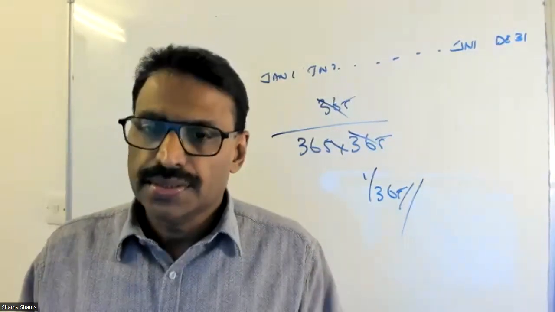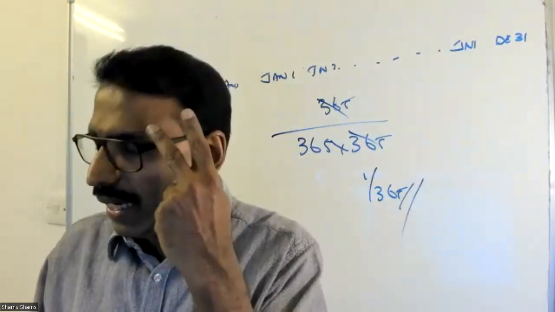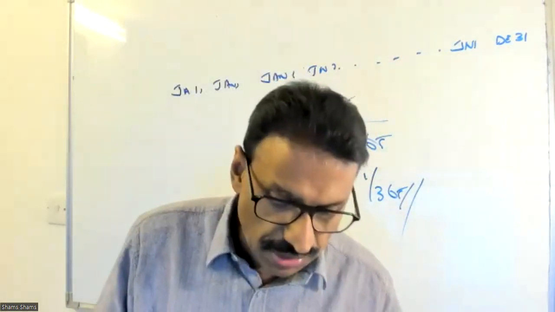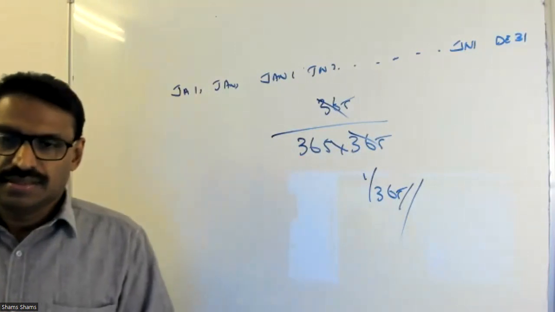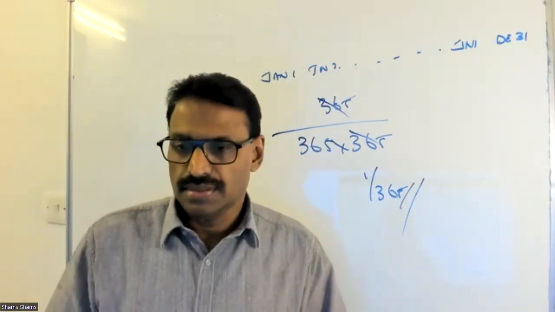In that 365 days, there are chances of the same birthday. A and B can have the same day, 365 chances. Okay. Next is what? Not the same birthday. How many chances?